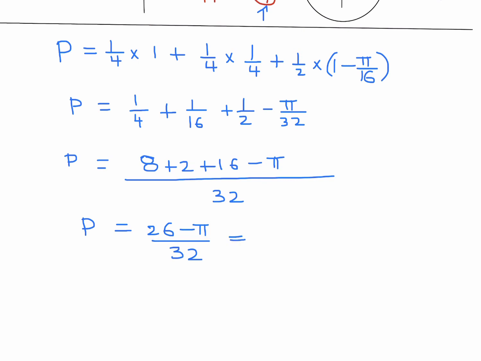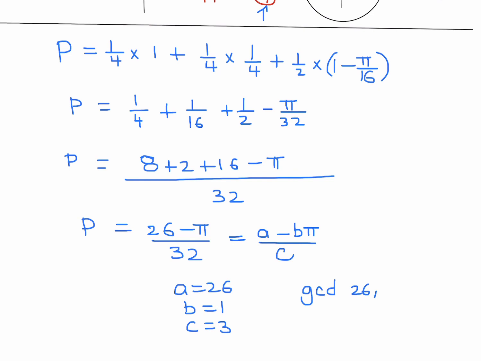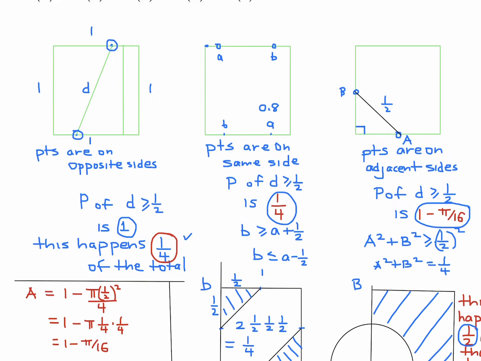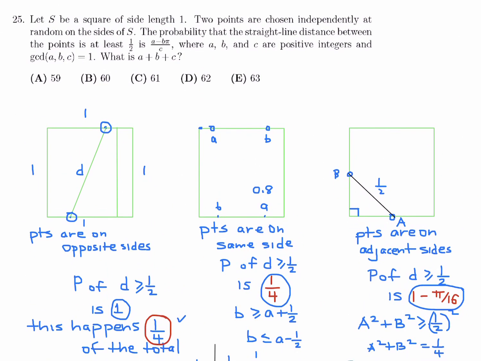And that is of the form a minus b times pi over c. So that means my a is 26, my b is 1, and my c is 32. Greatest common divisor of 26, 1, and 32 is indeed 1. So now all I have to do is figure out the sum a plus b plus c, and that is 26 plus 1 plus 32, which is equal to 59. So 59 is the answer to this question, and that would mean the answer is A.